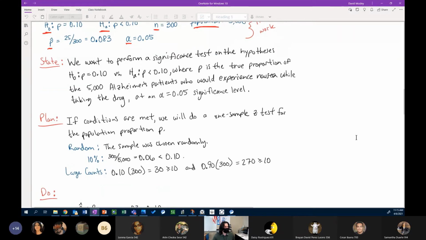Next, we go to step 2, plan. If conditions are met, we will do a 1-sample z-test for the population proportion p. So again, I'm putting this phrase in here, if conditions are met, which means this is what I want to do if things work out. So we're going to do a 1-sample z-test. The 1-sample z-test, that is the inference method.